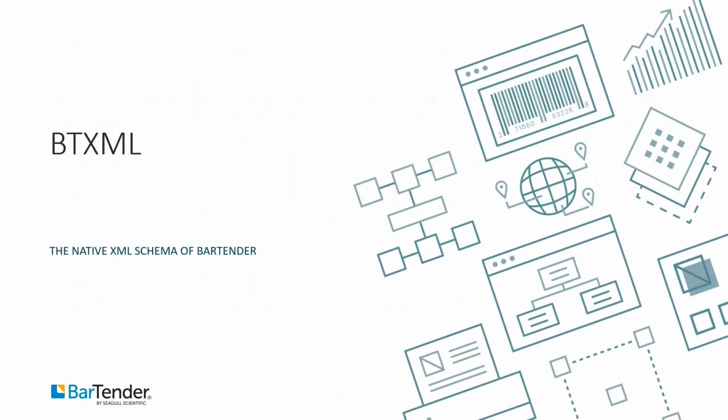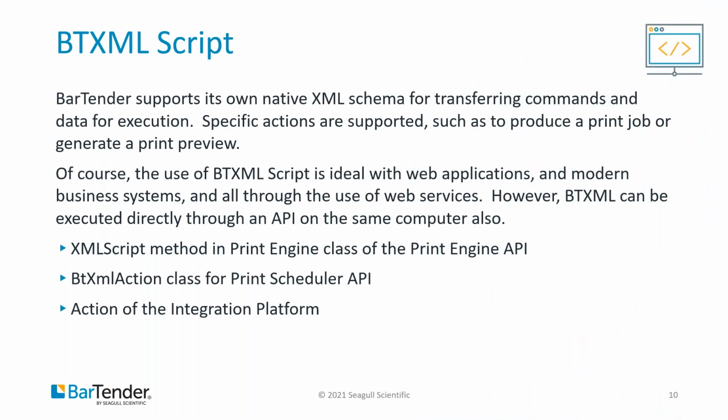So first, let's take a look at BTXML. BTXML is the native XML schema of BarTender. It's used for transferring commands and data for execution by the BarTender print engine. Specific actions are currently supported, such as to produce a print job or to generate a print preview.